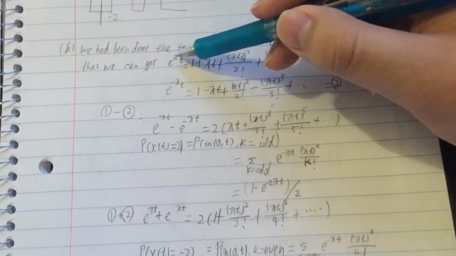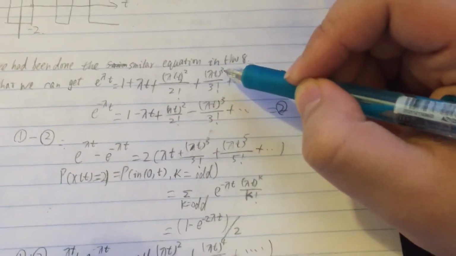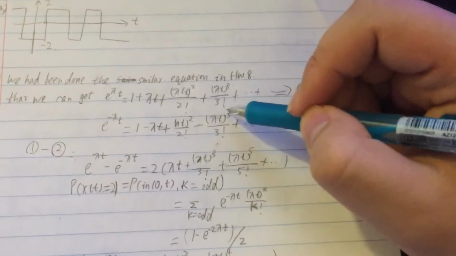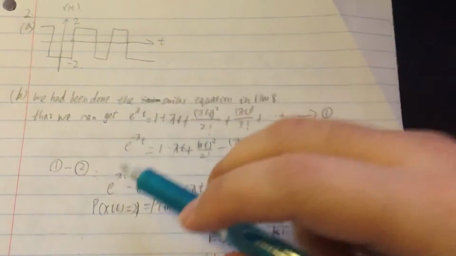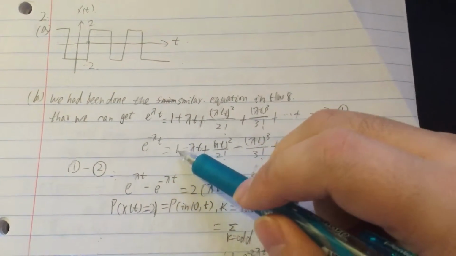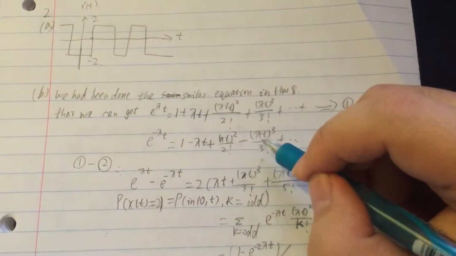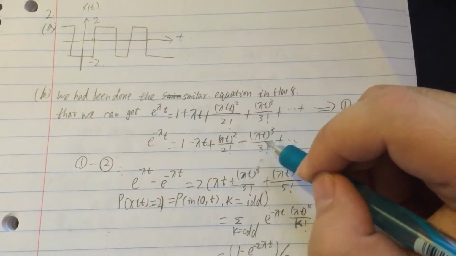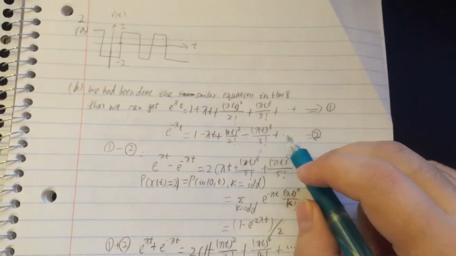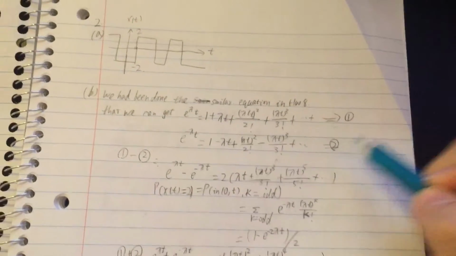So e to the lambda t equal to 1 plus lambda t plus (lambda t) squared over 2 plus (lambda t) to the third over 2 times 3, and keep going, and e to the negative lambda t equal to 1 minus lambda t plus (lambda t) squared over 2 minus (lambda t) to the third over 2 times 3, and keep adding up, minus, adding up, minus. Then this is equation 1, this is equation 2.